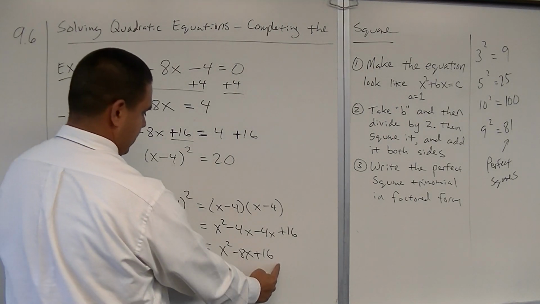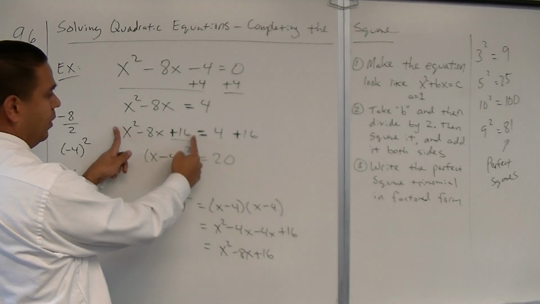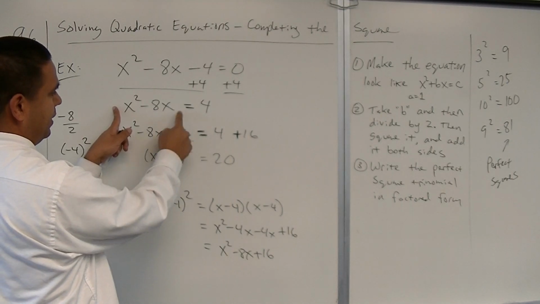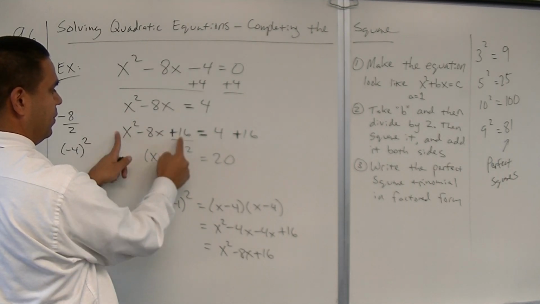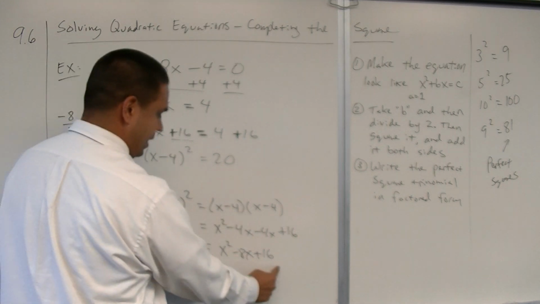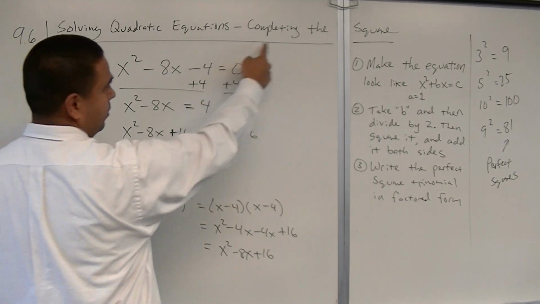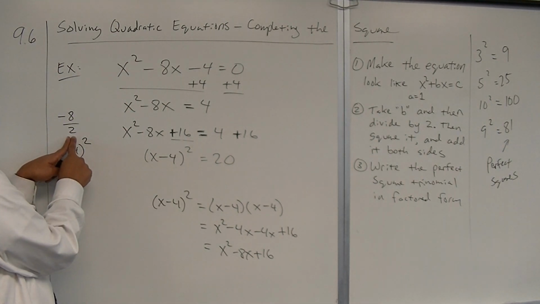And if you look at this, same as what's here, right? But then if you look one line above it, that 16 was missing. So we had to complete this trinomial. We wanted to create this perfect square trinomial. So that's why we call this completing the square. And so now you see why we divide by 2.